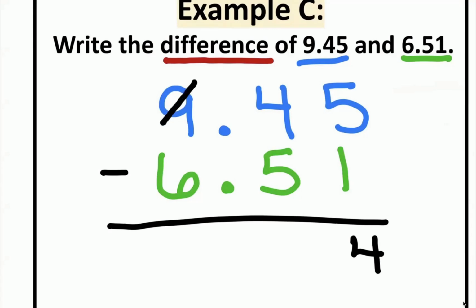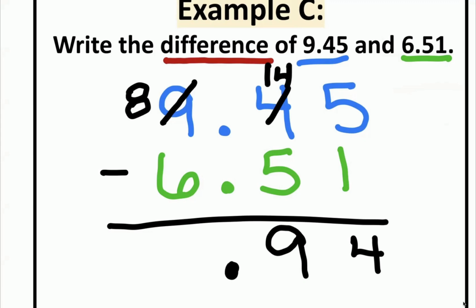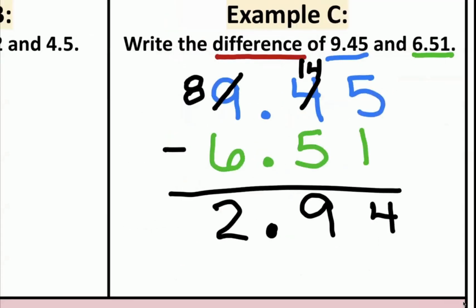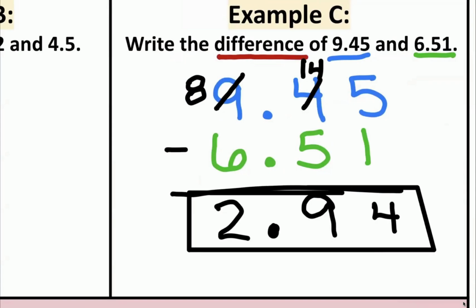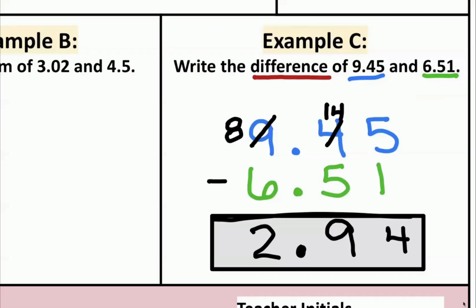So I'm going to go borrow from the 9 and make it an 8. And my 4 will become a 14. 14 minus 5 is 9. Neatly bring down your decimals. And 8 minus 6 is 2. If that felt confusing, just go ahead and rewind and watch one more time. So here's what we got as our answer.